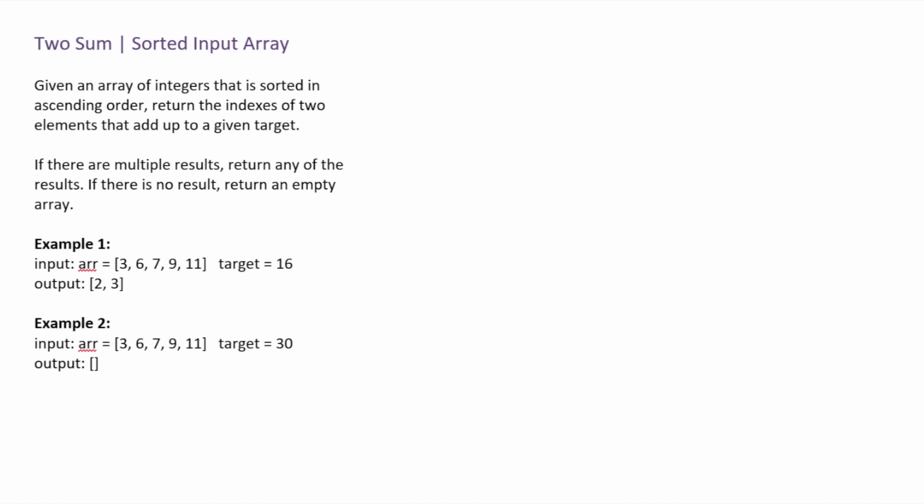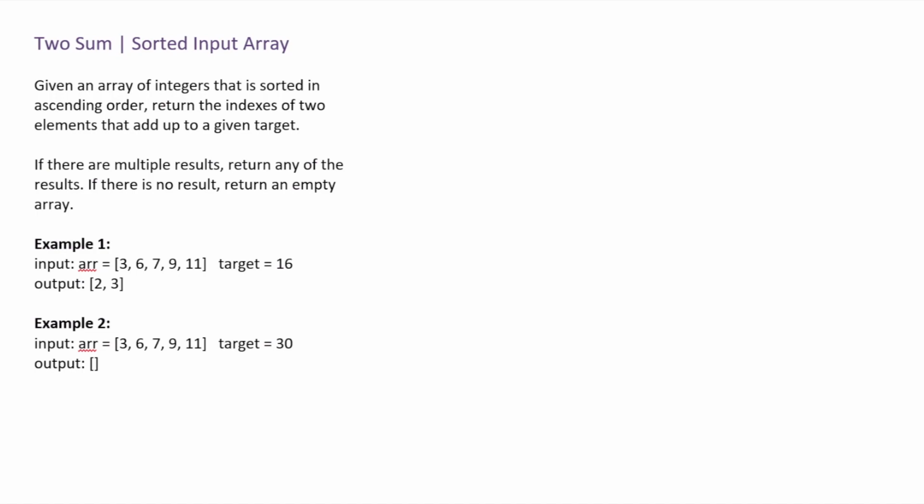Hey there everyone, so the problem for today is called two-sum sorted input array. If you have seen our previous problem, which is also called two-sum, this is just a variation of it. In our previous problem, if you may remember, we also have the brute force solution and the efficient solution. But in this case, the brute force is going to be the same, so we're going to skip that and go directly to the efficient solution.